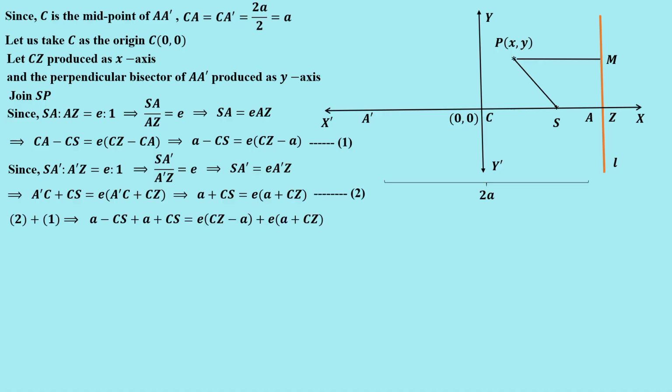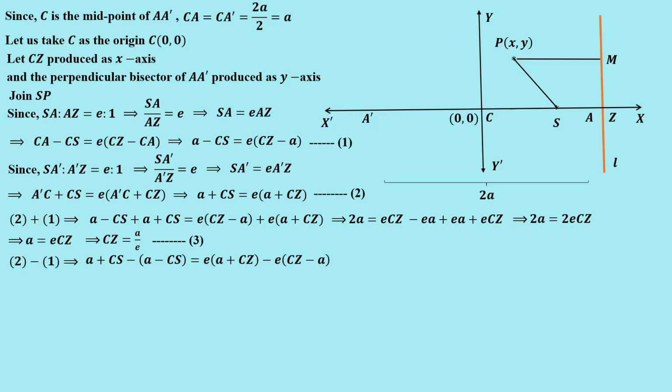Now adding 1 and 2. a minus CS plus a plus CS is equal to e into CZ minus a plus e into a plus CZ. So minus CS and plus CS on the left hand side get cancelled. a plus a is 2a, which is equal to, on the right hand side, eCZ minus ea plus ea plus eCZ. So minus ea and plus ea get cancelled, remaining 2eCZ. So 2a is equal to 2eCZ. 2 and 2 get cancelled, so a is equal to eCZ. So CZ is equal to a by e. So that is equation number 3.